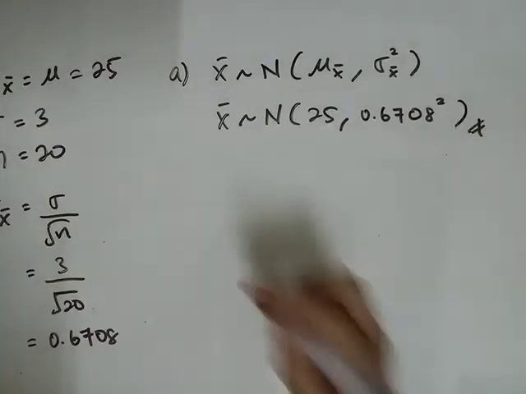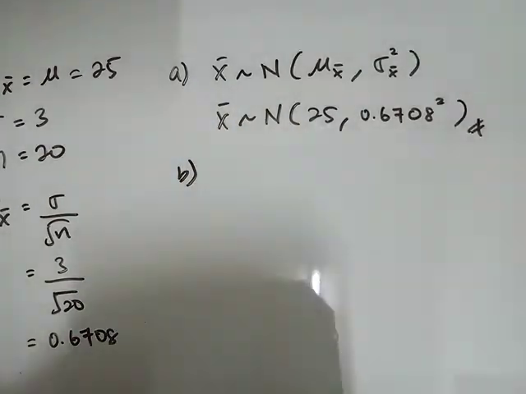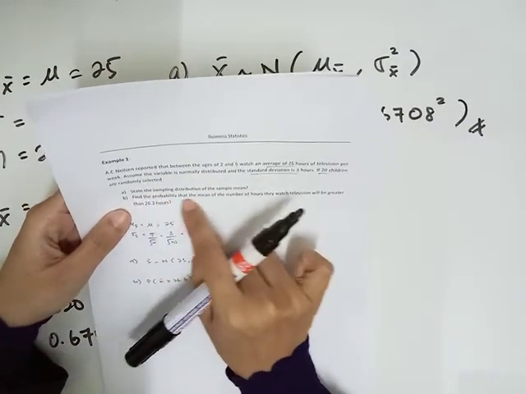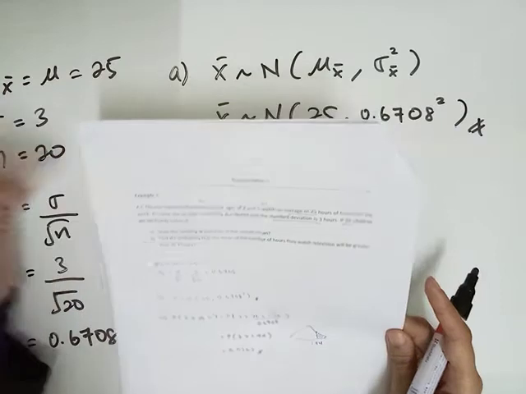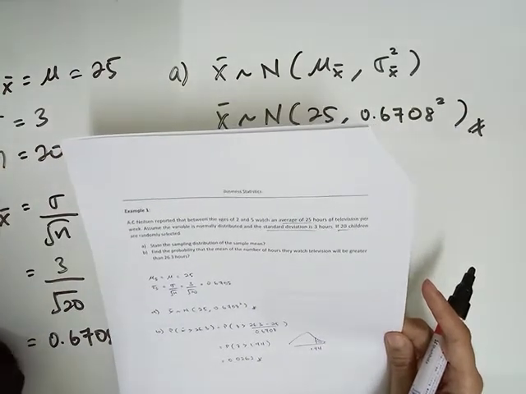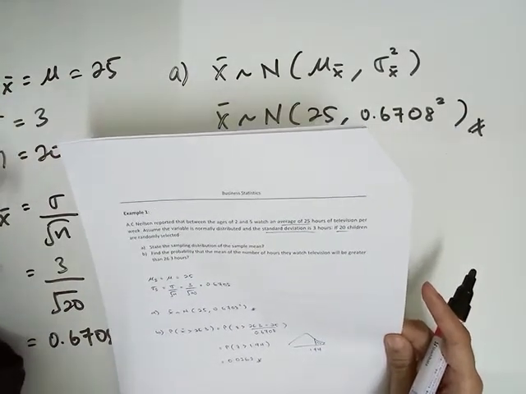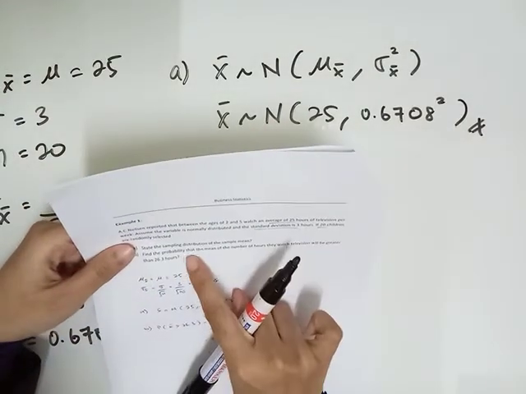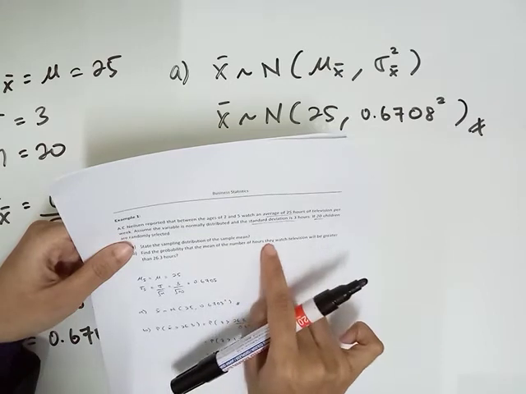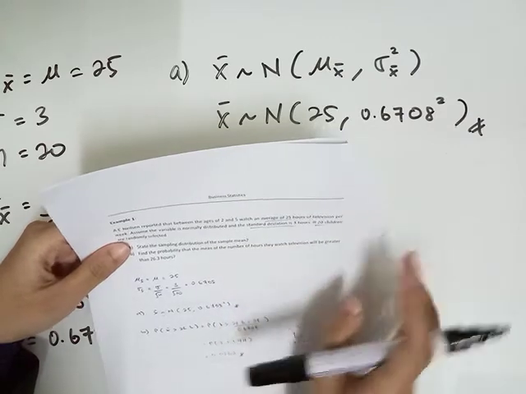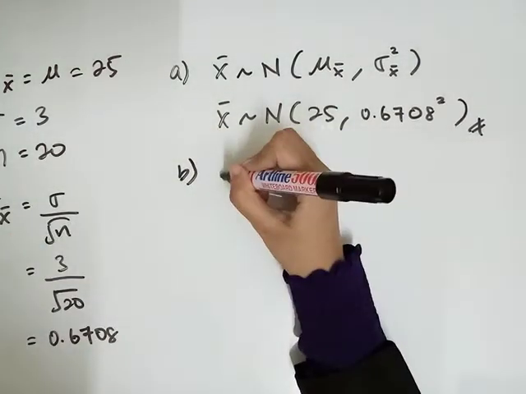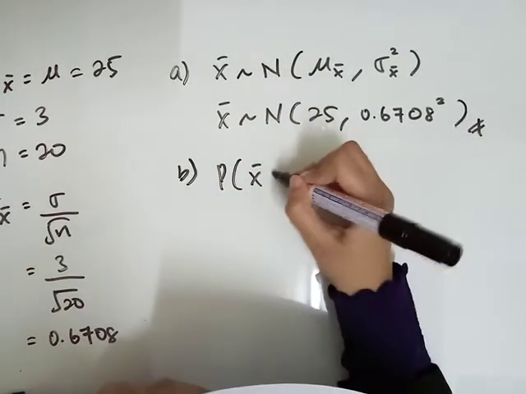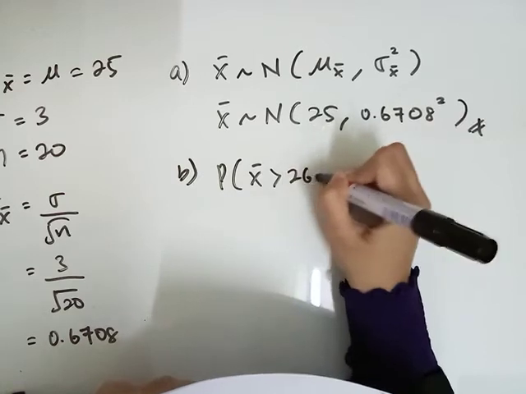Okay, and then for B, find the probability that the mean, tu keyword dia. Find the probability that the mean. That means we need to find the probability of the samples, from a probability for the samples from population. Find the probability that the mean of the number of hours they watch television will be greater than 26.3. So we need to find the probability for the sample mean greater than 26.3.